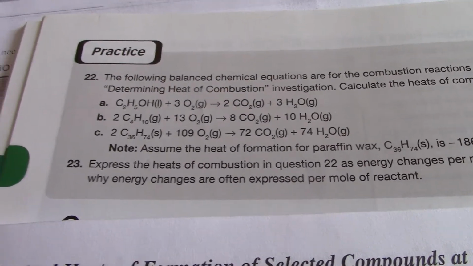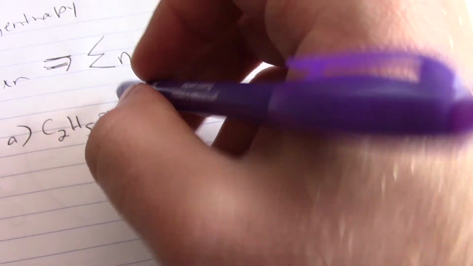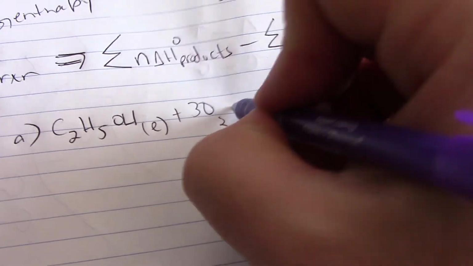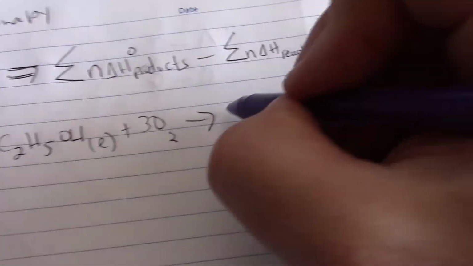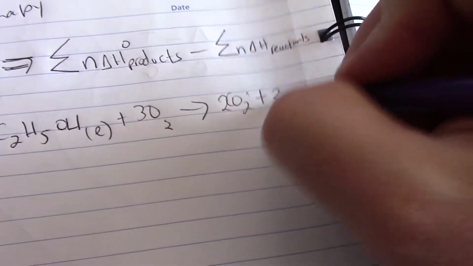Okay. So this question says that we have C. Let's look at 22A, page 498, number 22A. So this says we have C2H5OH, that's a liquid, plus 3 O2, and then that makes 2 CO2 plus 3 H2O.